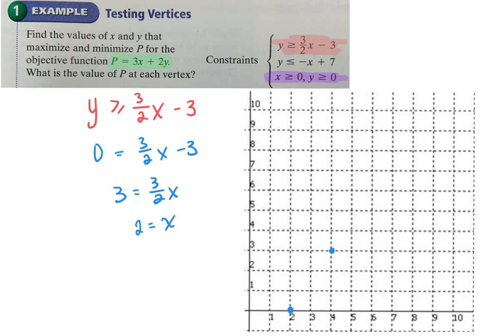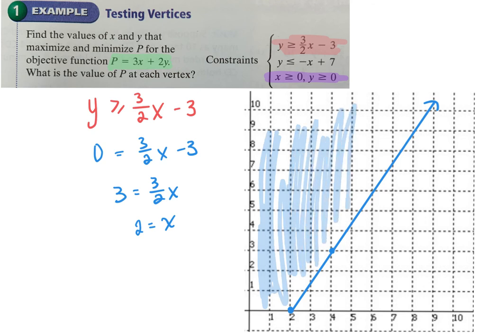All right, so then I'm going to graph this line. Is it solid or is it dashed? Solid, all right? And then, am I graphing above the line or below the line? I'm graphing above the line, all right? So I'm going to shade above the line there. So I'm going to shade above it. And I'm staying in my first quadrant because of the last constraint. All right, let's look at the next one.